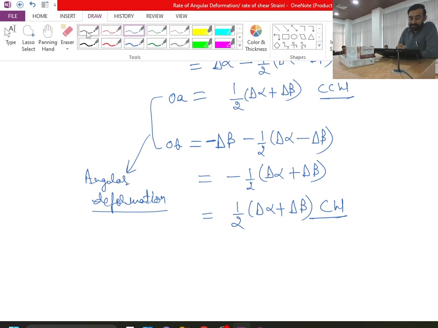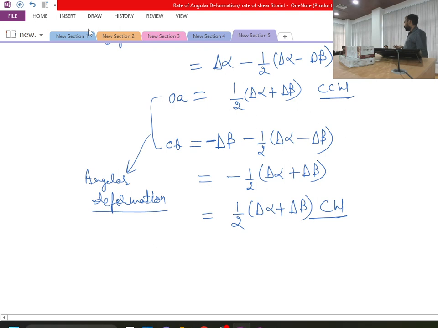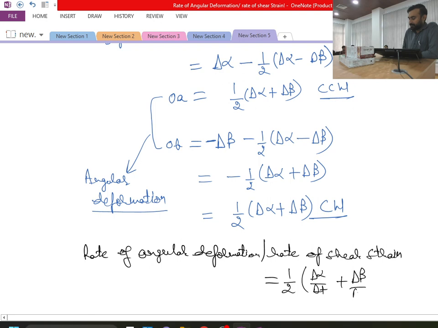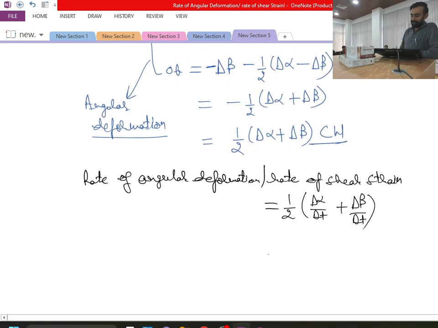Now after angular deformation, what is my next task? For fluids we have to quantify the rate of angular deformation, and the rate of angular deformation is identical to the rate of shear strain. So I will now quantify the rate of angular deformation, or in other words the rate of shear strain. That will be equal to 1 by 2 of delta alpha by delta t plus delta beta by delta t. Now what are delta alpha by delta t and delta beta by delta t? These we have quantified in the previous class. So what was delta alpha by delta t? Please tell me from the previous class.